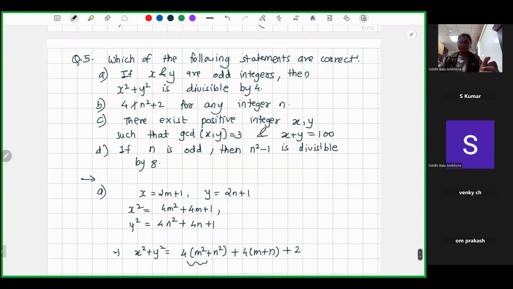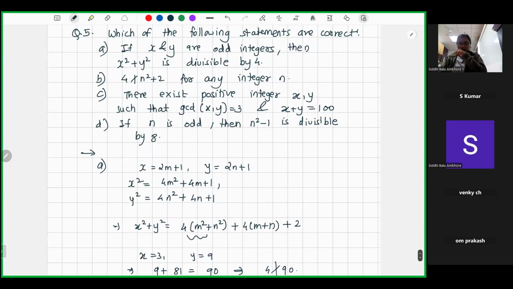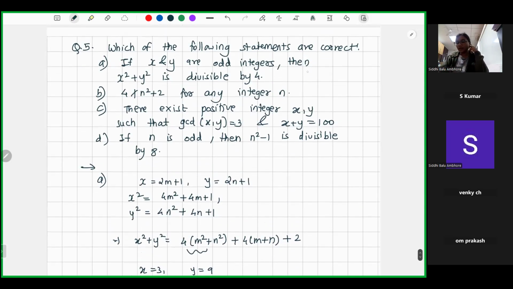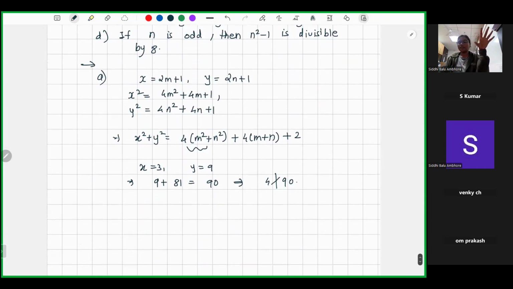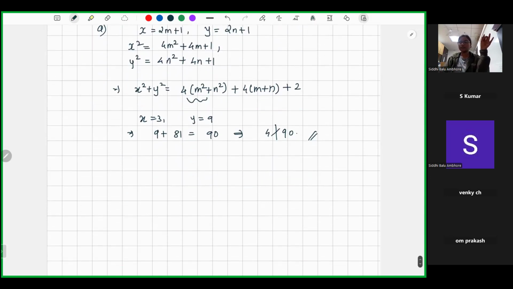So here, if x and y are odd integers, then x square plus y square is divisible by 4. No, it need not be true always. And this is the example which we got here. 4 doesn't divide 90, right? This is 45 into 2. So 4 doesn't divide this.